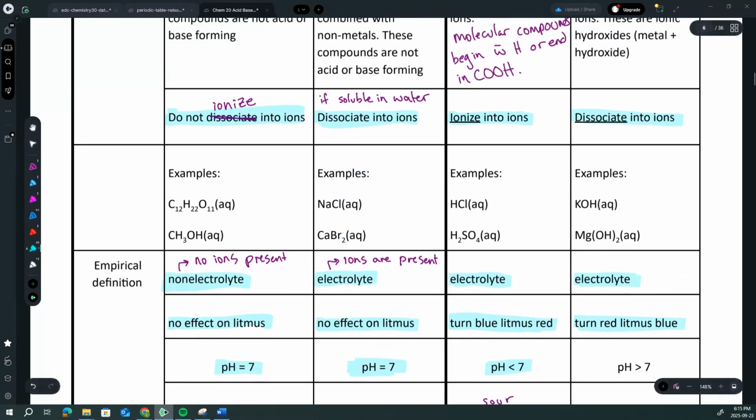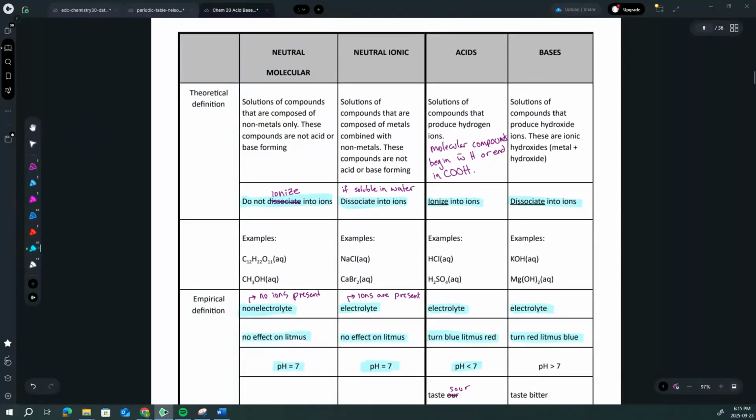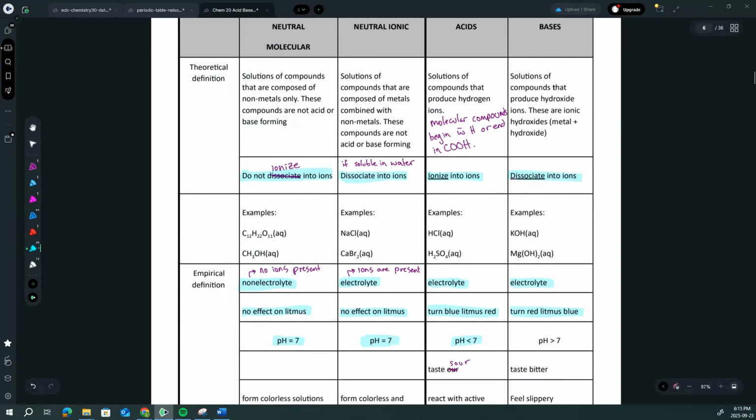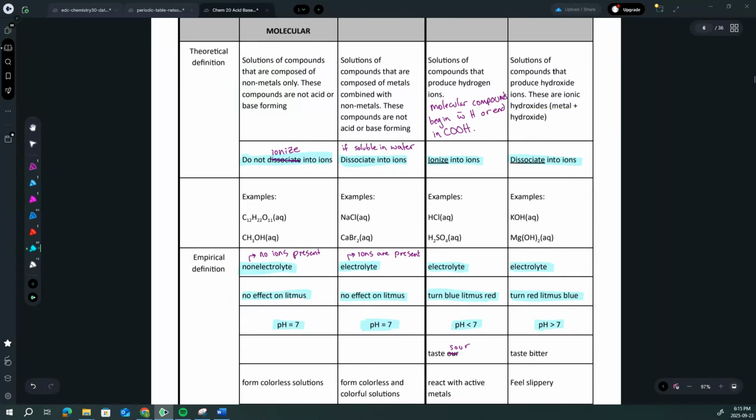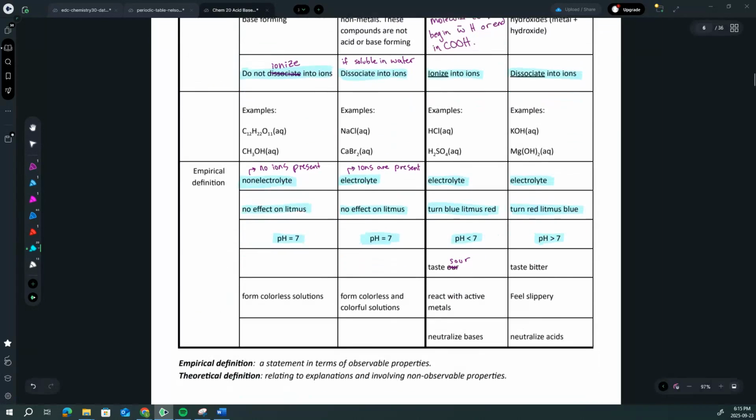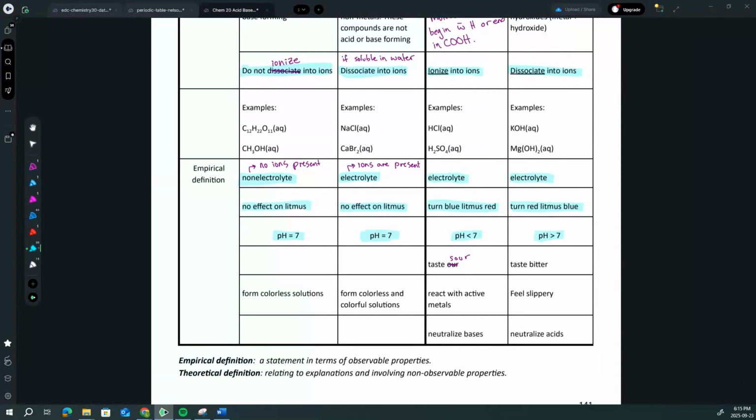Okay, so how you can remember the difference with how litmus paper acts: red litmus paper turns blue for bases, well, B for blue for base. That's how I remember it. Okay, for bases, their pH is going to be above 7. They'll taste bitter, feel slippery, and they will neutralize acids.